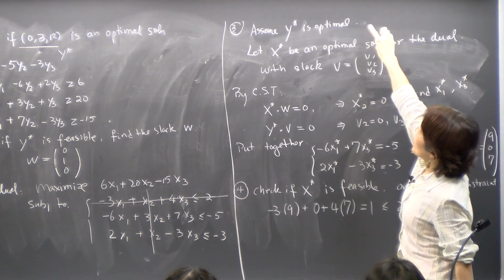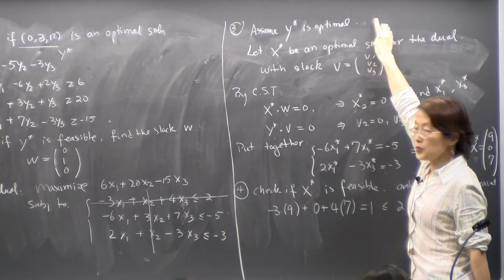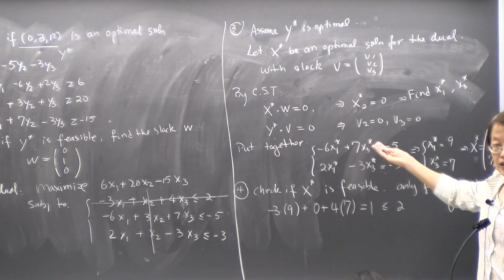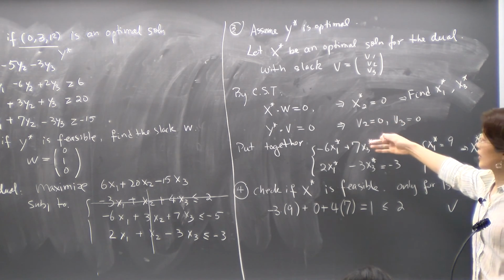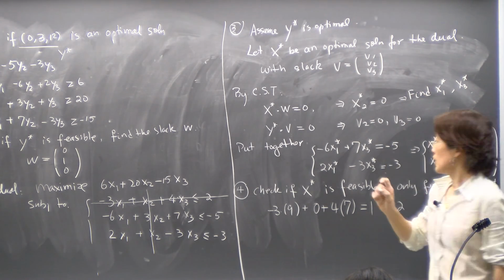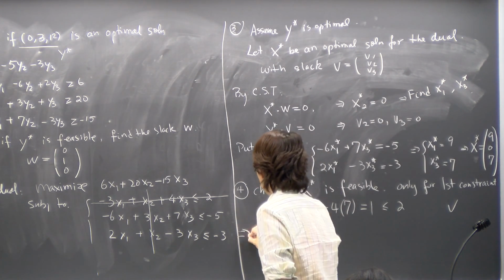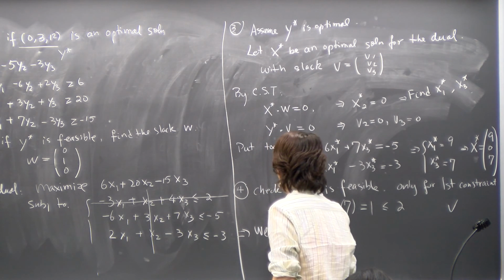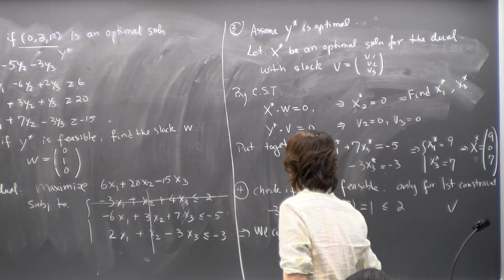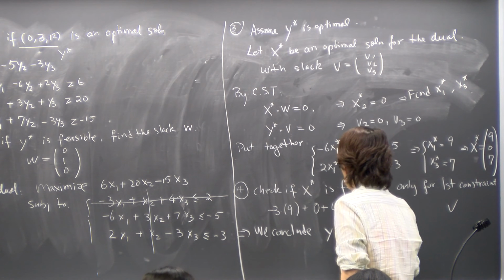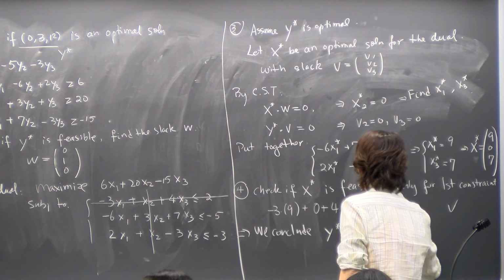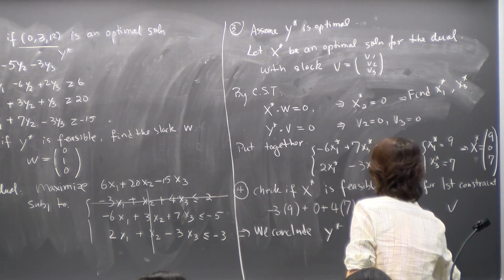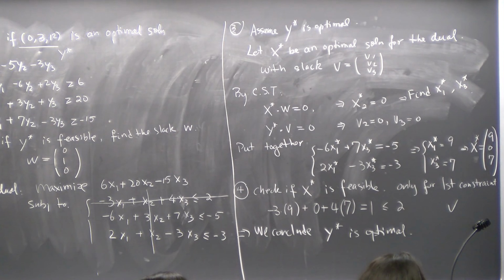My assumption is correct, right? I assumed it, and then everything went through by the complementary slackness theorem. That will be the optimal. Don't forget to conclude, okay? Then you have to say, we conclude y star is optimal. Then you're done. Is that clear? The steps you have to go through?